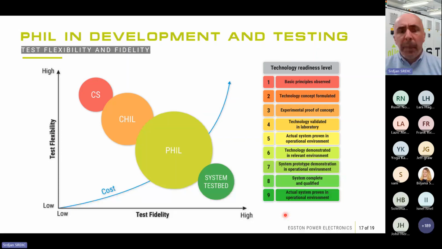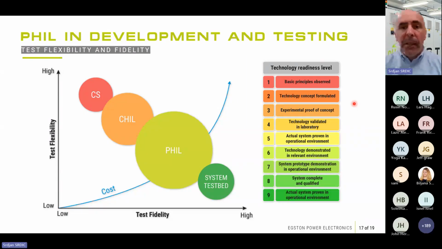So basically, here we have some acronyms. This is computer simulations. This is control hill, this is power hill, and system test bed. You can see from this one, and also on the right-hand side, how these simulation approaches fit best on these technology readiness levels. So basically, pure simulations have the widest test coverage, but the test fidelity is not that good because it's based on the models only, which have their own limitations.